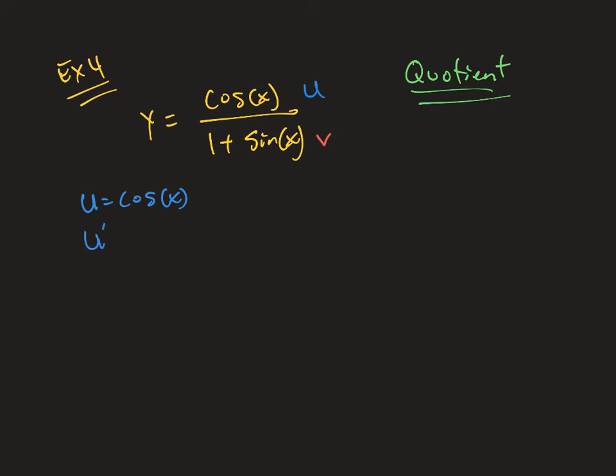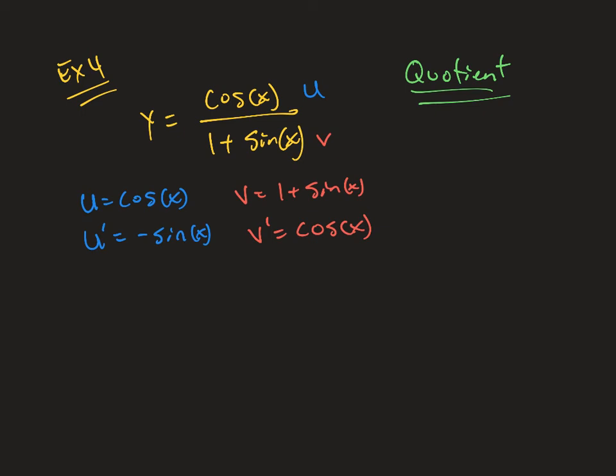That means the derivative of cosine x is negative sine of x, and you know that because you have it memorized. V is 1 plus sine of x, and the derivative of v is going to be 0, because the derivative of 1 is 0, plus cosine of x. So I'm just going to put cosine of x.